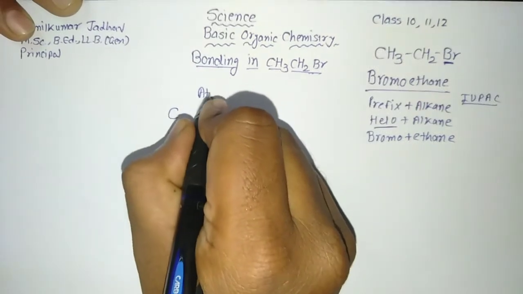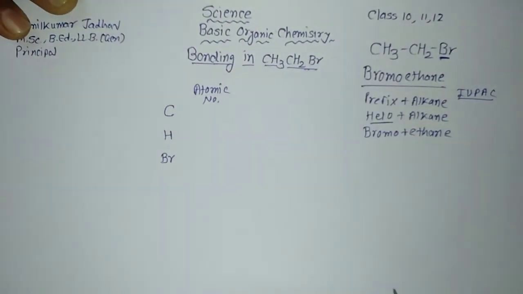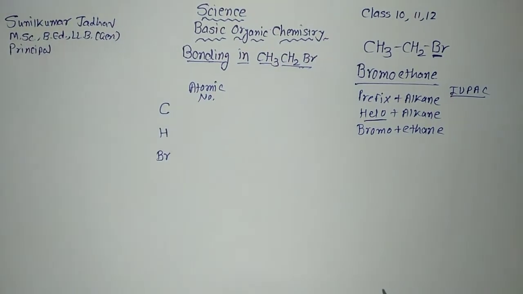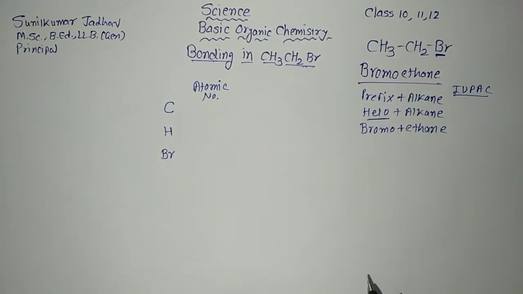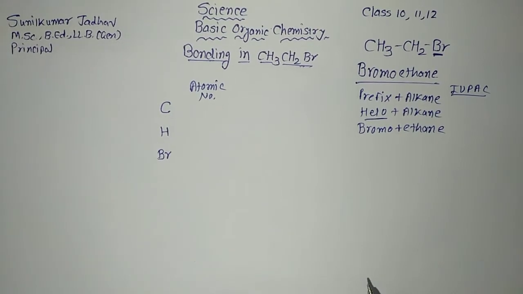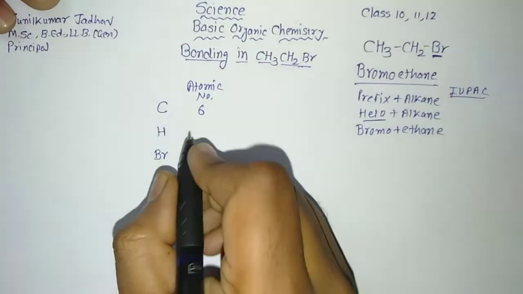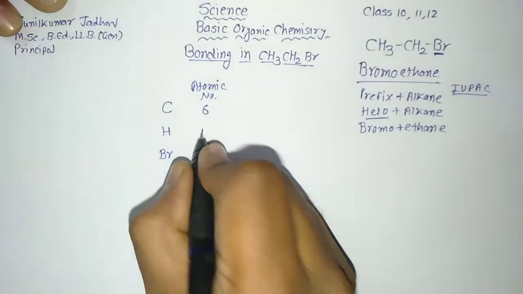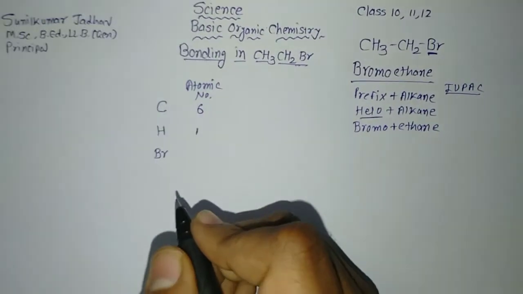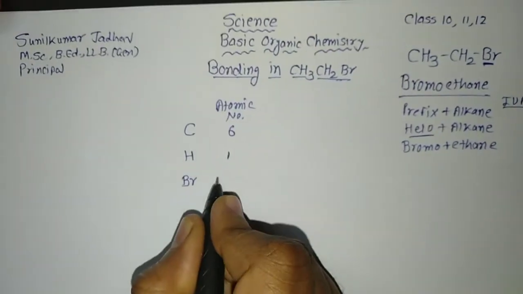Atomic number we'll write. First of all you can see it is hydrogen, helium, lithium, beryllium, boron, carbon. Its atomic number is 6. So we'll write it, it's 6. For hydrogen, you know, only one electron is there. The atomic number of bromine is 35.